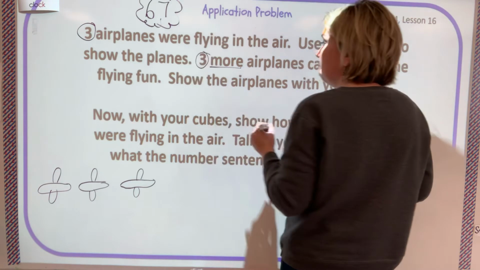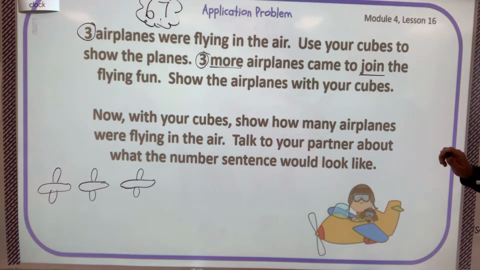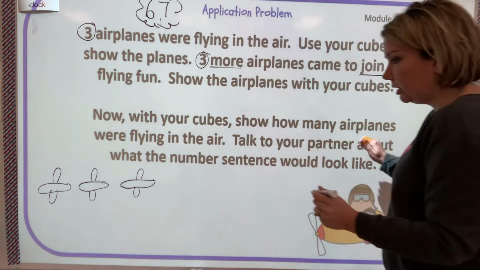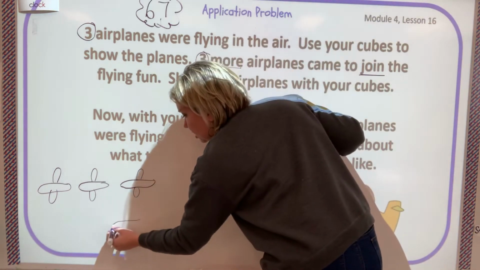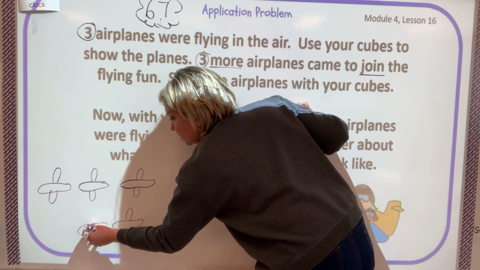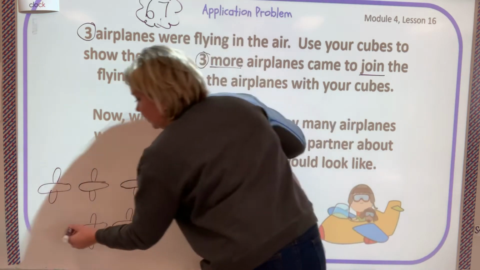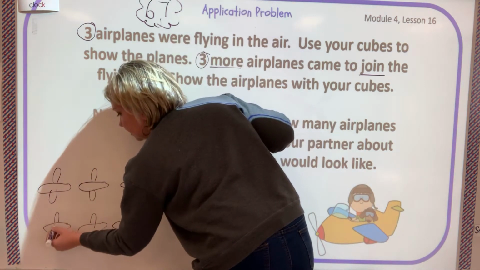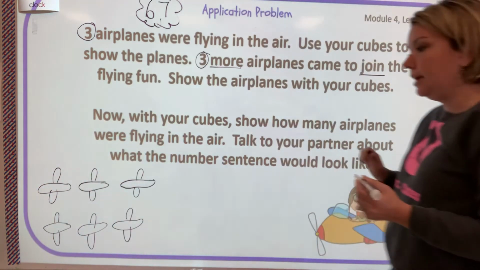3 more airplanes came to join the flying fun. So I'm going to draw 3 more. I'm going to draw them underneath. 1, 2, 3. Okay.